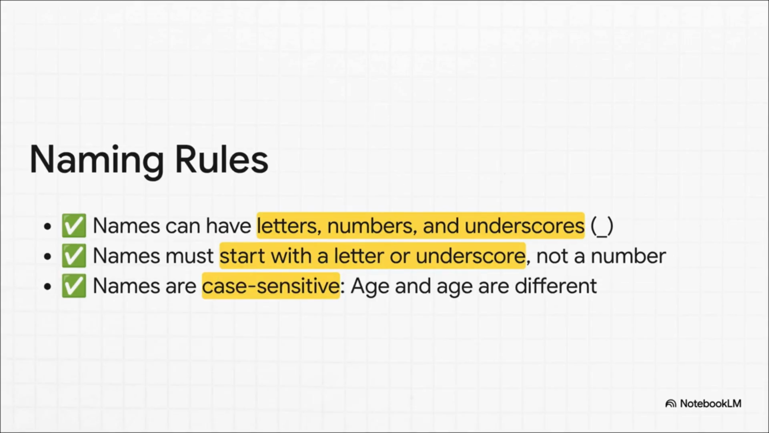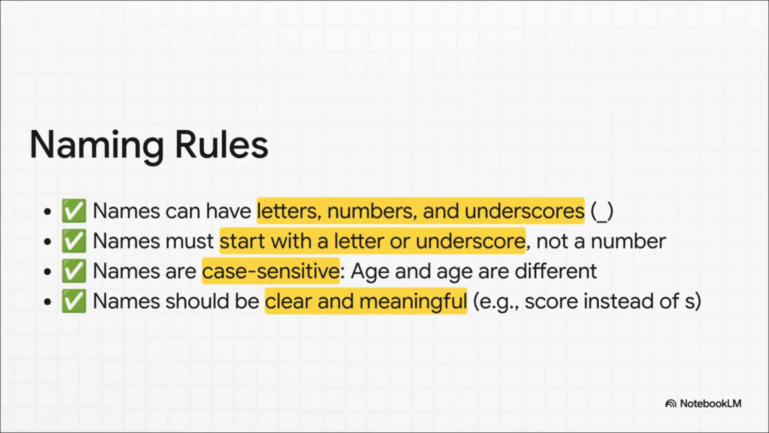Okay, next up, Python is case sensitive. What does that mean? It means age with a capital A and age with a lowercase a are two completely different variables. They're two separate boxes as far as Python is concerned. They are not the same thing at all.